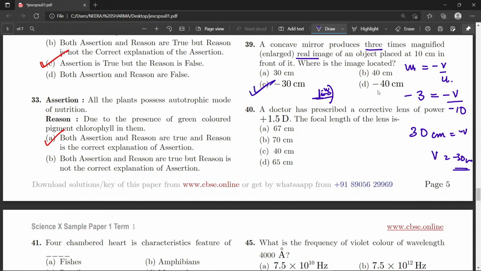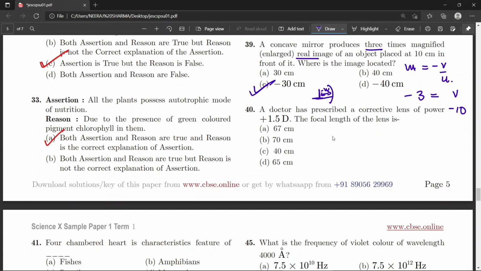Coming to question number 40, right? Let me just erase it for you. Now question number 40 says, a doctor has prescribed a corrective lens of power positive 1.5 diopter, okay? The focal length of the lens is, right?